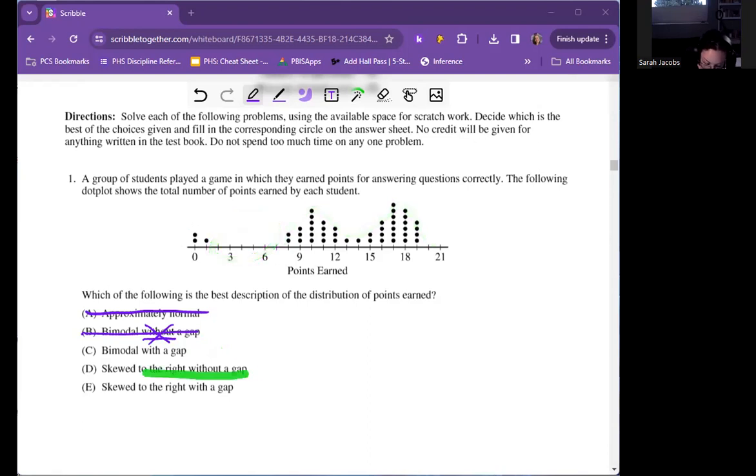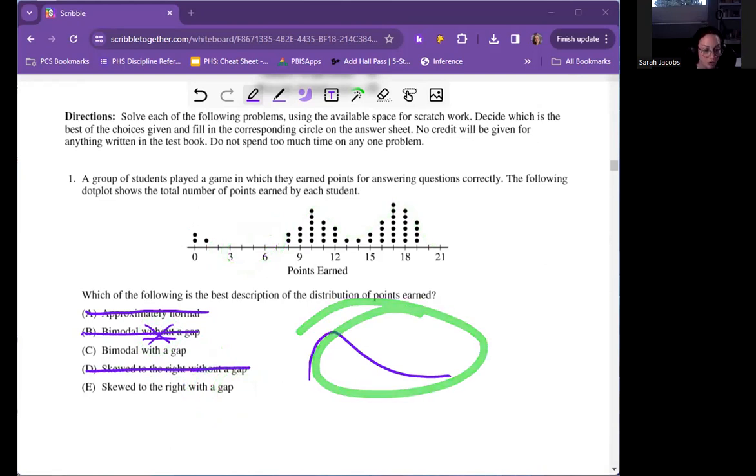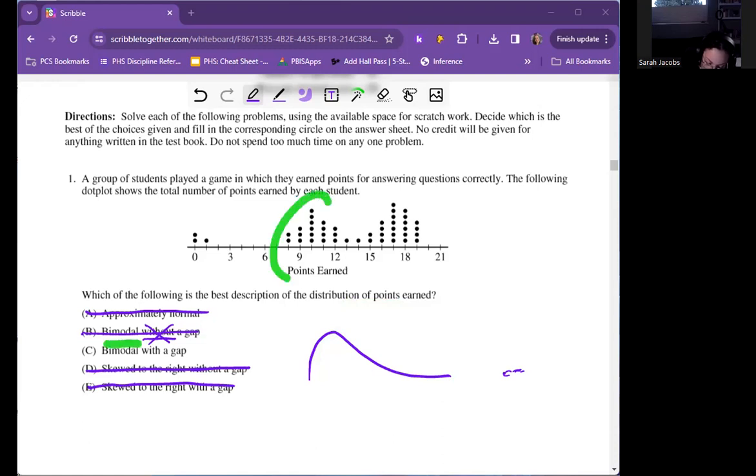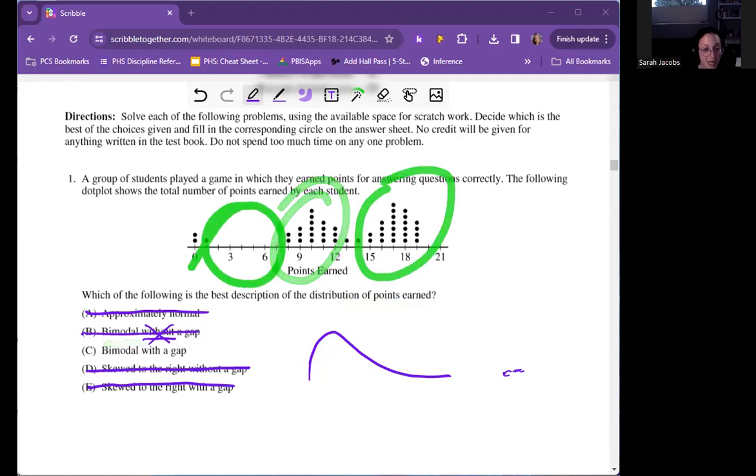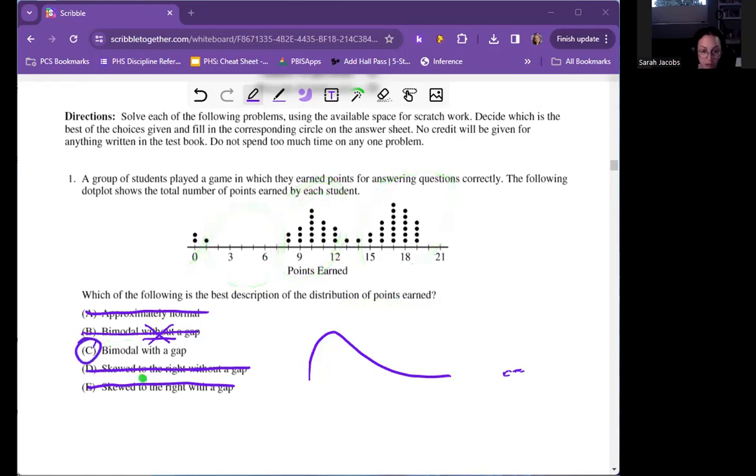Just to be sure, I'm going to check skewed to the right without a gap. So again, if without a gap was what made B wrong, without a gap is what makes D wrong. It's also not skewed to the right, but we don't even have to think about that because there's definitely a gap. And then skewed to the right with a gap. So the gap part, yes, but it's not skewed to the right. Remember, skew is talking about where the tail is. So this would be what skewed to the right looks like, and then maybe a gap, a few data points to the right. So it's not skewed to the right. It's definitely bimodal. It's got two distinct peaks with a gap. Here's that gap. Good. Onward.